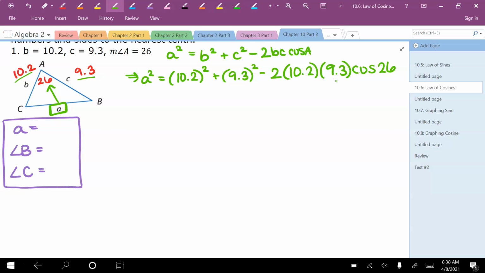If you're more comfortable with squaring things first and doing the multiplication at the end just to break it into smaller chunks, you can do that too, especially if you think that you're going to make a mistake. Okay, so if you think that it's easy to make a mistake by typing it in one big sentence in your calculator, then I would break it apart into smaller pieces. So I would take 10.2 and square that. So that's 104.04.